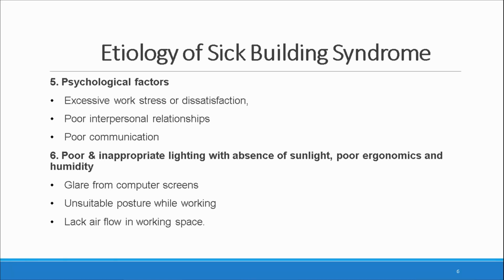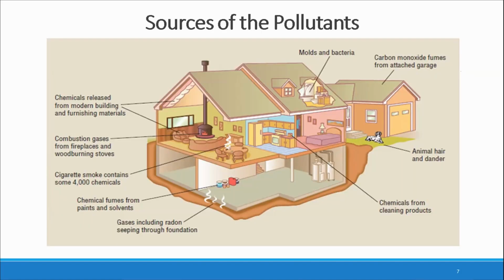Okay, I will continue etiology. Next is psychological factors. Most of these factors contribute from excessive work stress and dissatisfaction, poor interpersonal relationships among the building occupants, and poor communications. Also related are poor and inappropriate lighting, which is the absence of sunlight, poor ergonomics and humidity. This is mostly related to the glare from computer screens, unsuitable posture while working, and lack of airflow in our working space. And next slide.